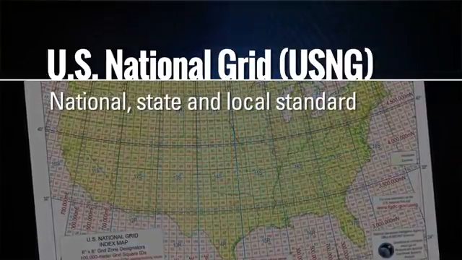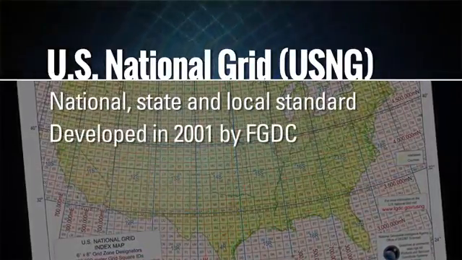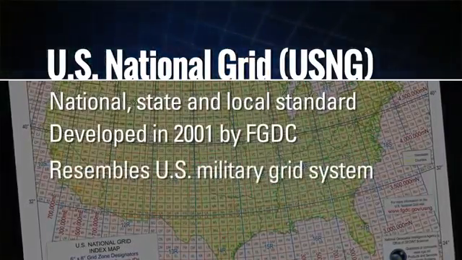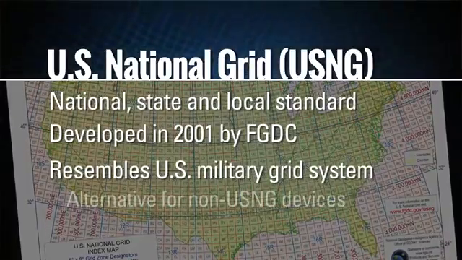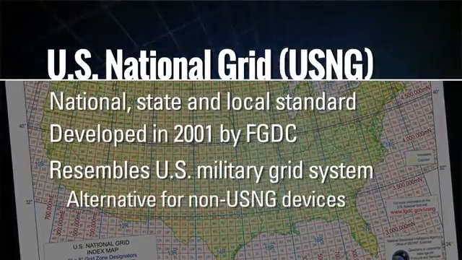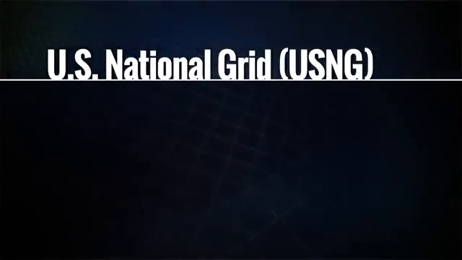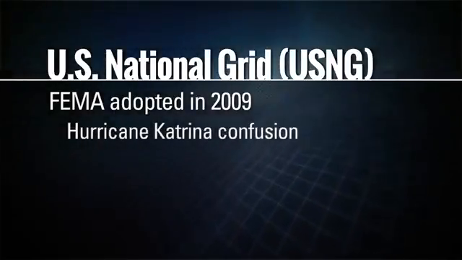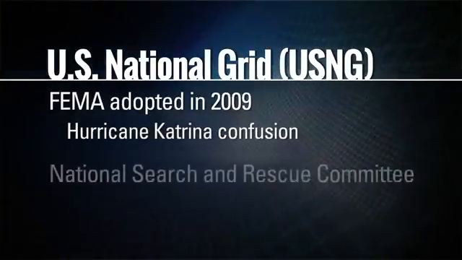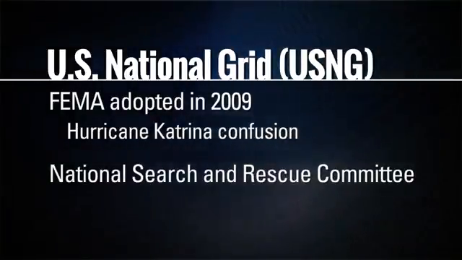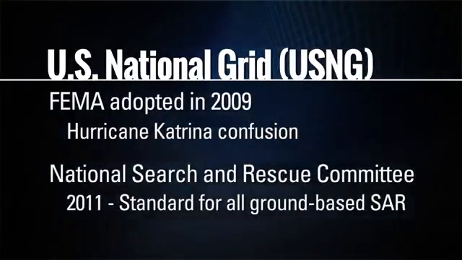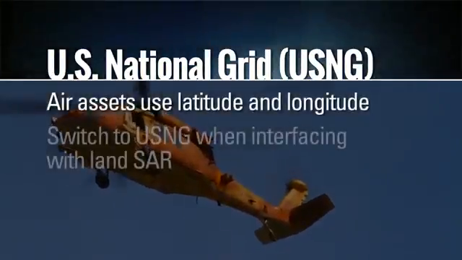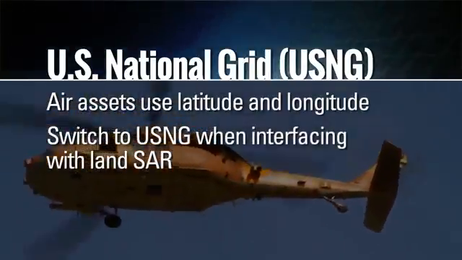The first USNG was developed by the Federal Geographic Data Committee, or FGDC, in 2001. It closely resembles the U.S. military grid reference system, which can be used as an alternative if your GPS device isn't USNG capable. FEMA jumped on board in 2009, learning lessons from operational confusion during Hurricane Katrina. Then, in 2011, the National Search and Rescue Committee made it the standard for all ground-based search and rescue operations in the U.S. Air assets, which typically use latitude and longitude, should switch to USNG when interfacing with land search and rescue.